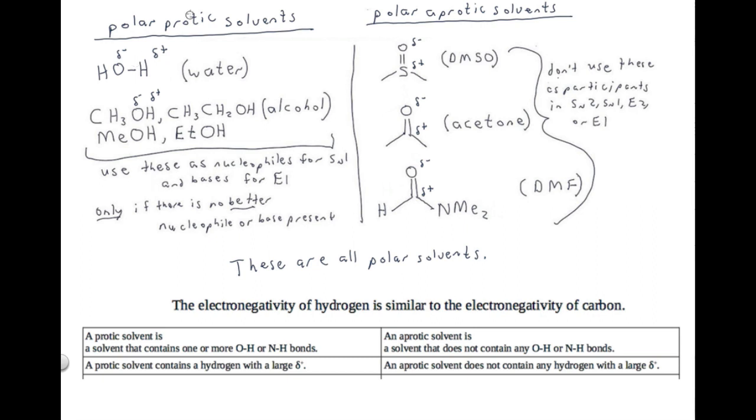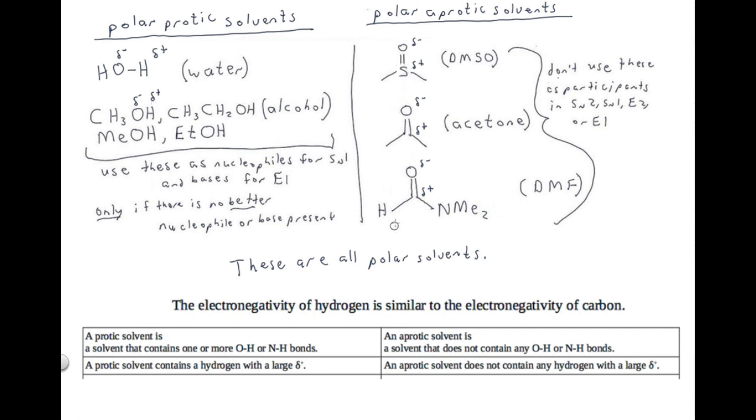For example, water is a protic solvent, and it does contain a hydrogen with a large delta positive. The hydrogen has a delta positive because it's less electronegative than oxygen. Remember, the electronegativity of hydrogen is similar to carbon. This is a large delta positive because oxygen is substantially more electronegative than hydrogen. There's a big electronegativity difference between oxygen and hydrogen, and that creates a large delta positive on this hydrogen. And for the same reason, because there's a big electronegativity difference between this oxygen and this hydrogen, there would be a large delta positive on this hydrogen.